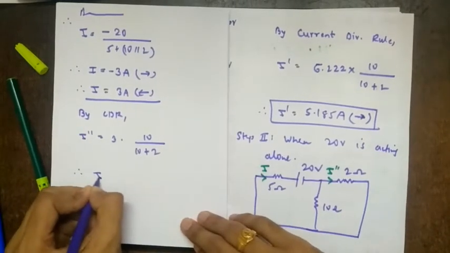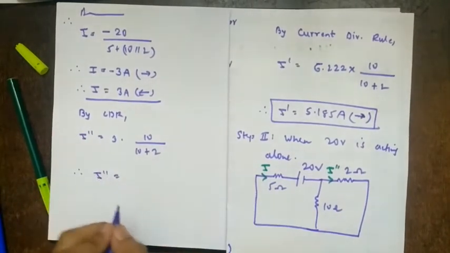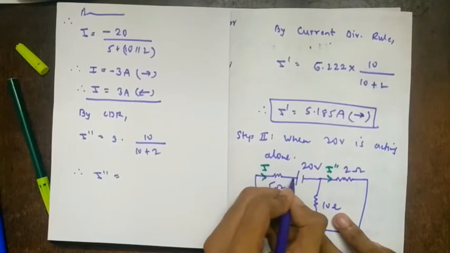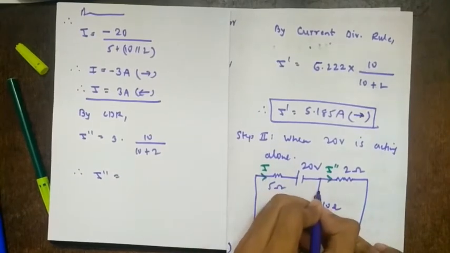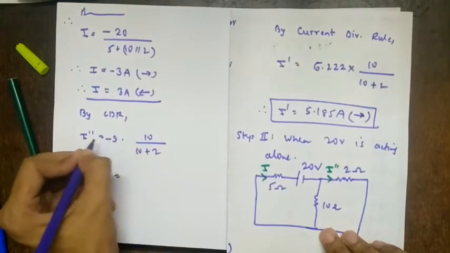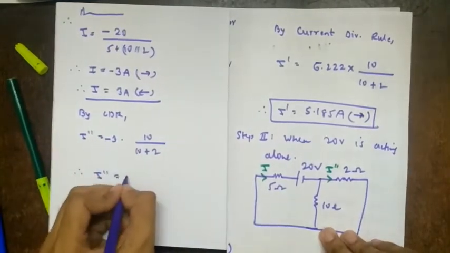So therefore I double prime equal to. Now if you see here also, the current will be towards left. Why? Because this is throwing current like this. So here it should get combined, so I prime should be opposite. So this will be minus. The total current will be minus.